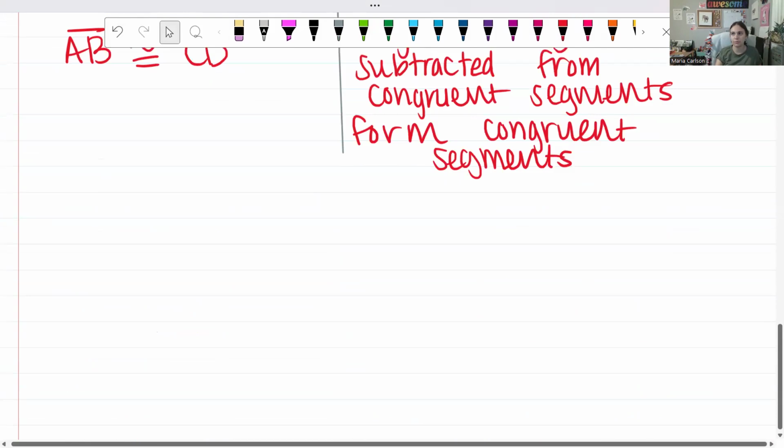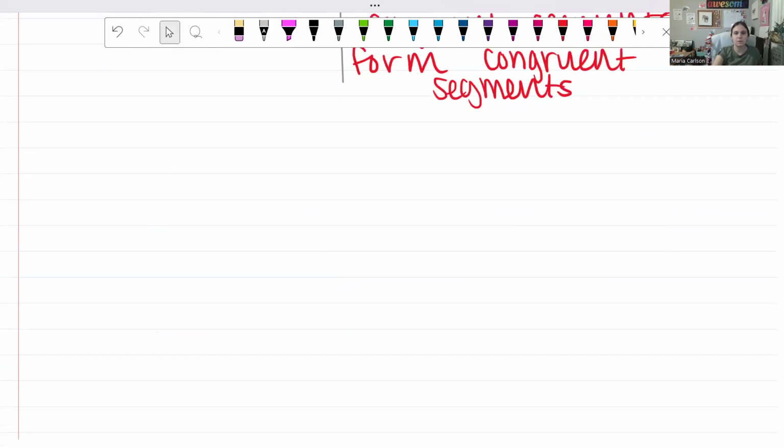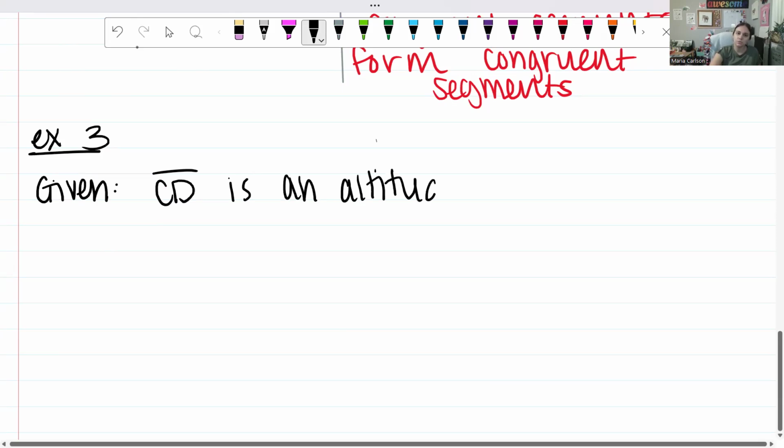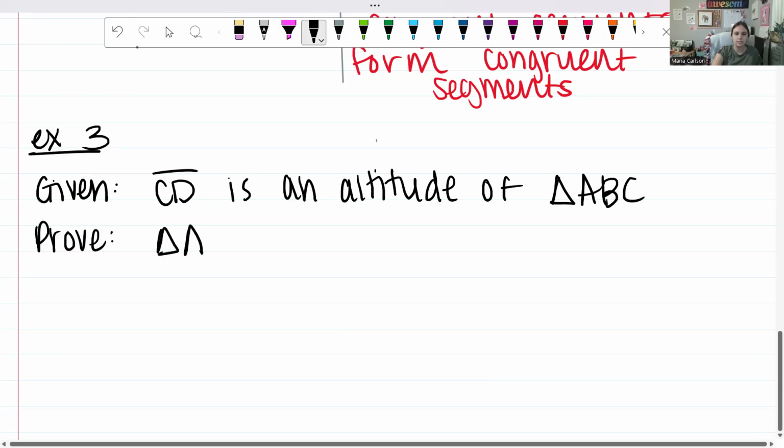All right, let's look at example 3. This one I think is my personal favorite. So it is given that segment CD is an altitude of triangle ABC. We want to prove that triangle ACD is a right triangle.